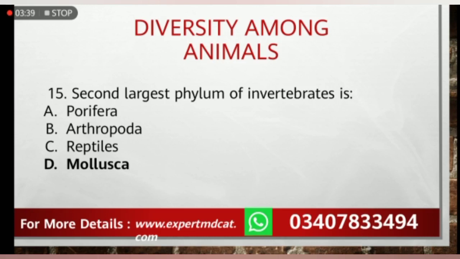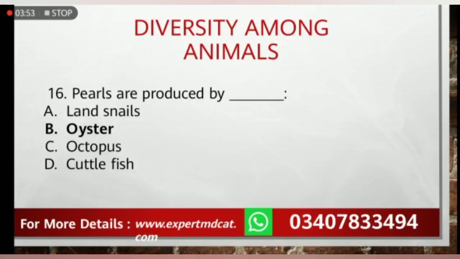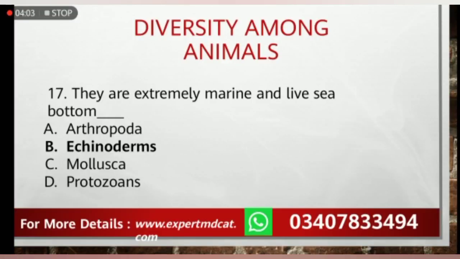Second largest phylum of invertebrates is Porifera, Arthropoda, Reptiles, or Mollusca? Correct option is Mollusca, because Mollusca consists of almost 50,000 species. Pearls are produced by land snails, oyster, octopus, or cuttlefish? Correct option is oyster. They are extremely marine and live on the sea bottom. Arthropoda, Echinoderms, Mollusca, Protozoans. Correct option is Echinoderms.